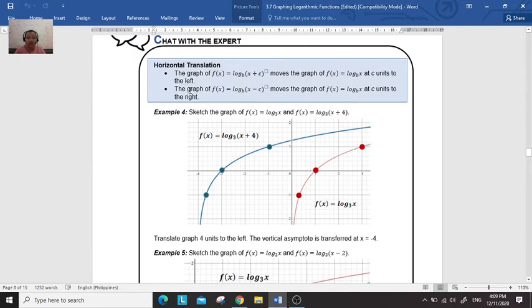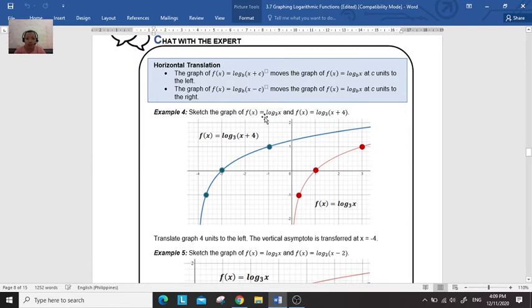Next, the graph of f of x is equal to log quantity x minus c base b moves the graph of f of x is equal to log x base b at c units to the right. So minus sign will be c units to the right. Okay. So now, let's try to compare or sketch the following graphs.